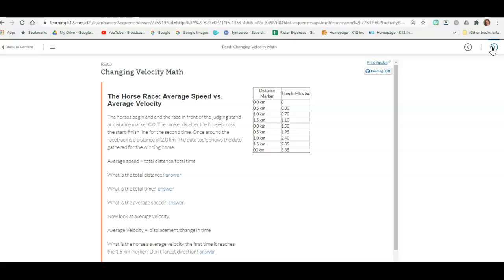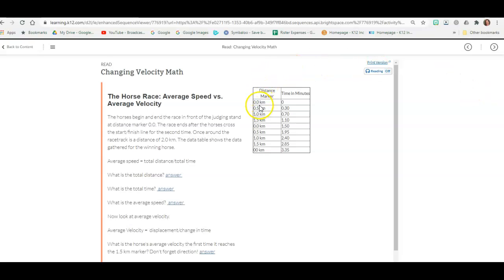All right, so as we get into the lesson, we're looking at the horse race again. So average speed versus the average velocity. The horse begins and ends the race in front of the judging stand at the distance marker 0. The race ends after the horse crosses the start or the finish line for the second time. Once around the racetrack is a distance of 2.0 kilometers. So the data table shows all of this data gathered for the winning horse.